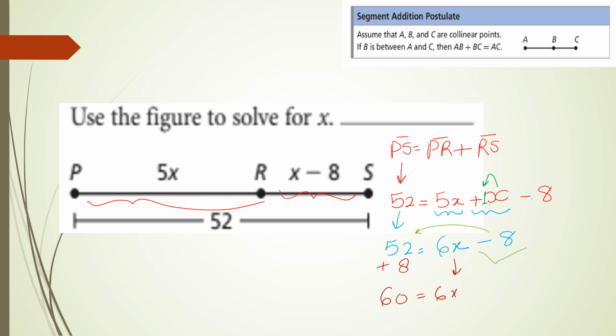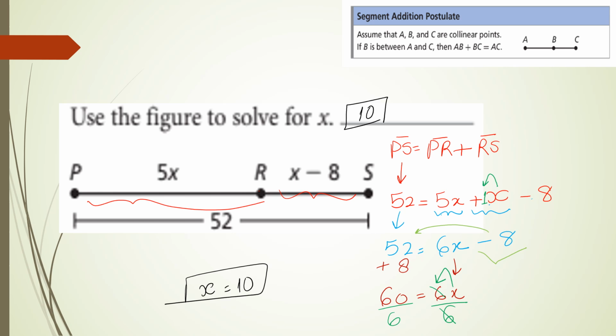Just copy down. Now you can see that with the x, 6 is written, which means multiply. So in order to find x, get rid of this 6, which means divide both sides by 6. When you divide both sides by 6, the 6 and 6 cancel out. So you will get x equals 60 divided by 6, which gives you 10. Now here they are asking you to find the value of x, which equals 10.